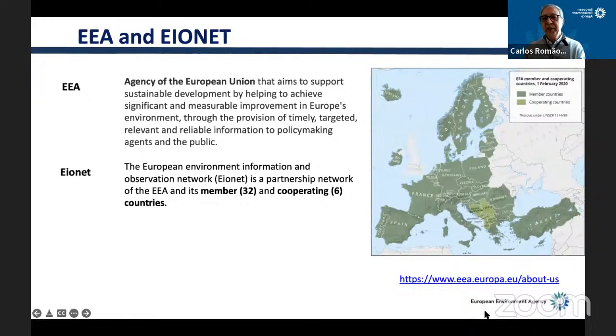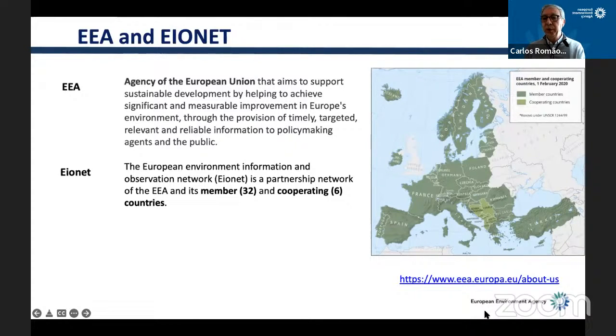Together with the agency, this European Environment Information and Observation Network was created, and this is the partnership of all the countries that are members of the agency.